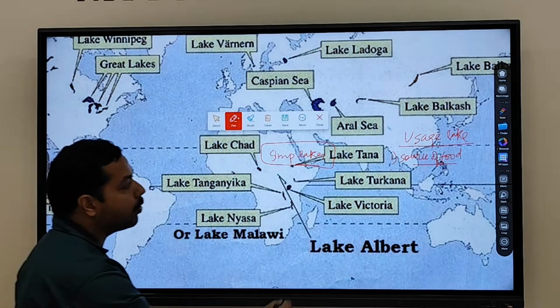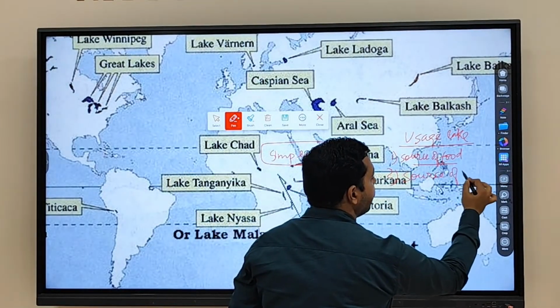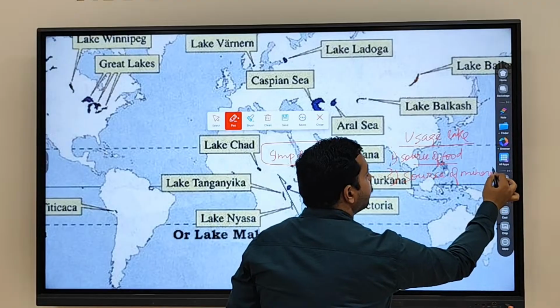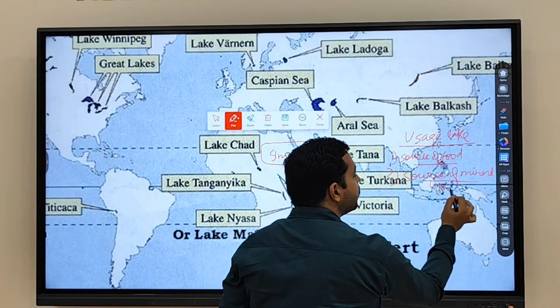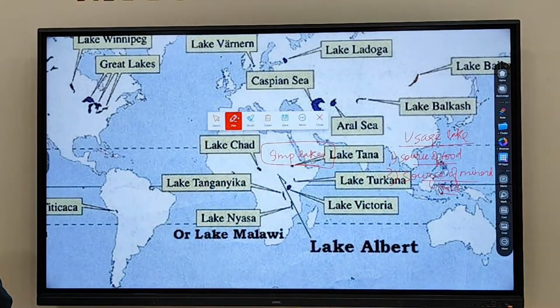Second important thing, it can also act as a source of minerals. How can it act as a source of minerals? Like a saltwater lake. If a saltwater lake is there, what can you derive? NaCl, salt you can derive. So it can also act as a source of minerals. Fine.